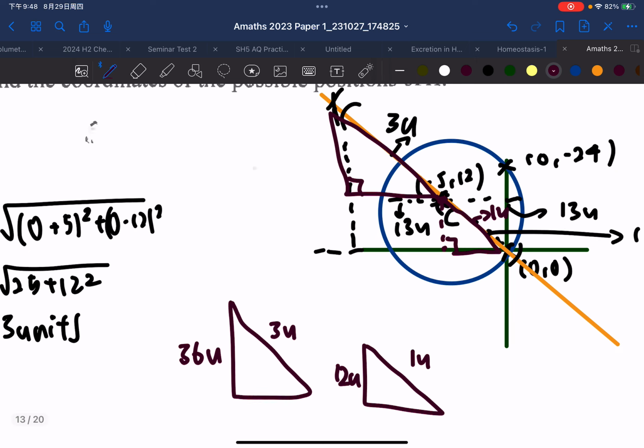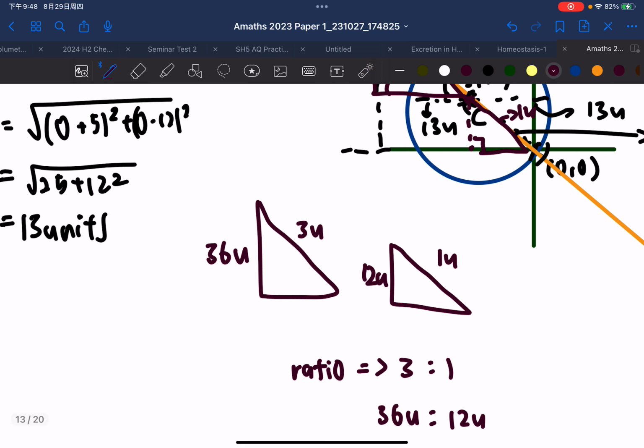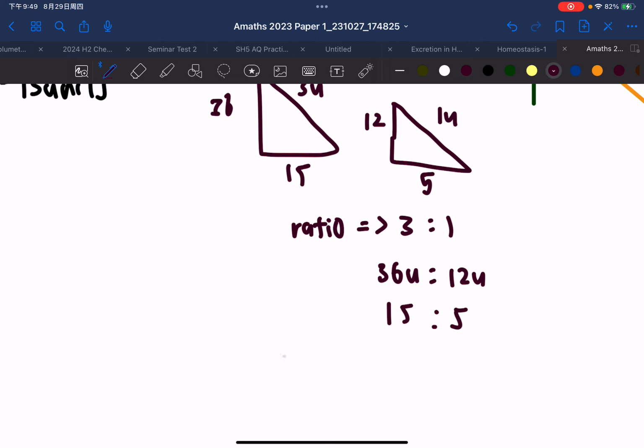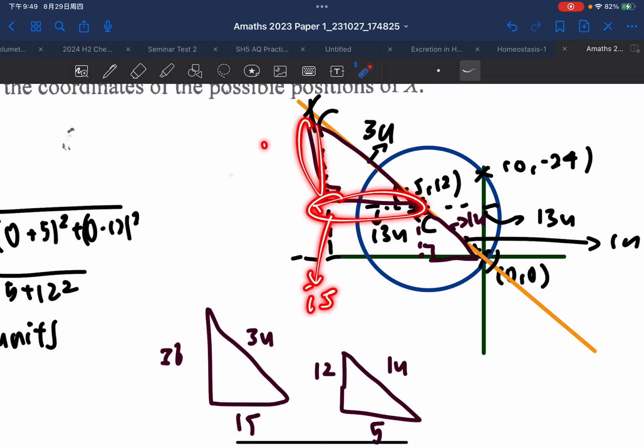Okay? From here to here is 5 units. Why? Because the center is negative 5. So I will know that from here to here is also 3 units. So here is 5. So 5 is 2, will be 15 times 3 again. So you realize that here will be 15. So 15, here will be 36.